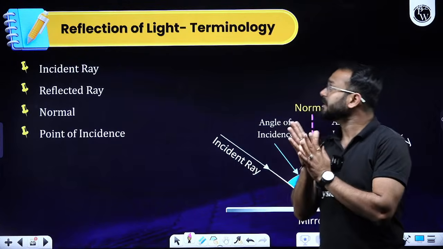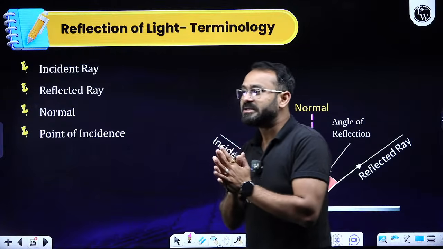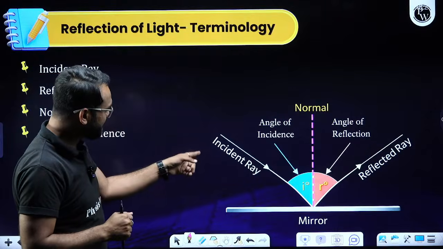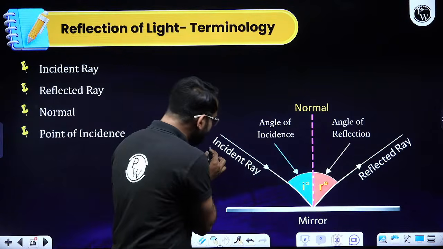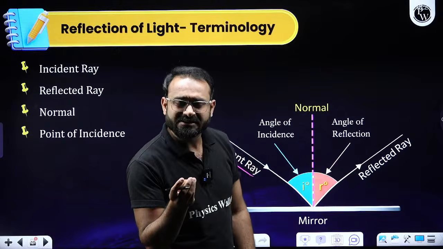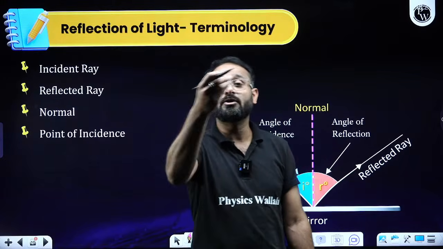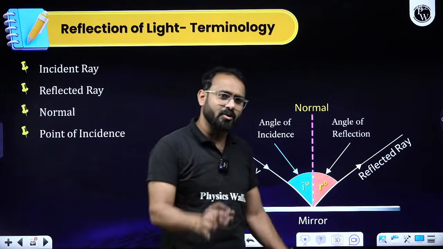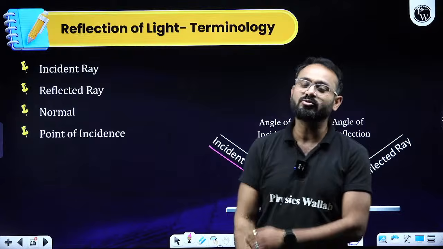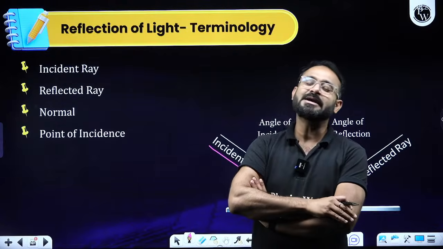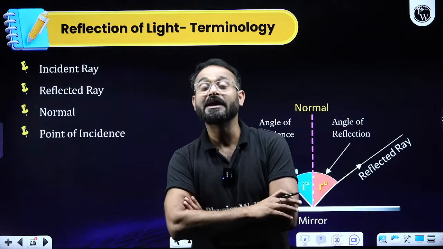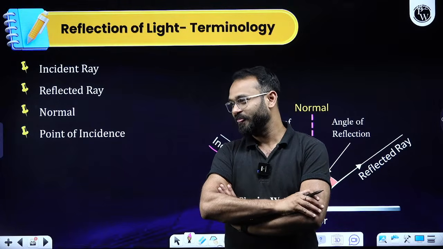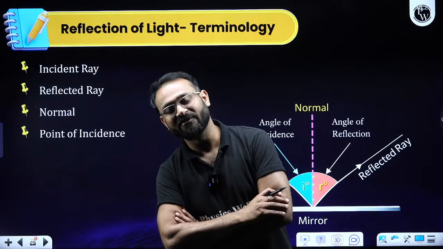Talking about some terminologies, let's look at this diagram. We have this incident ray. The incident ray is the light ray which is coming towards the plane mirror. Now we are discussing the plane mirror. Before starting that, let me ask you a simple question. What is a plane mirror and how can it be formed?